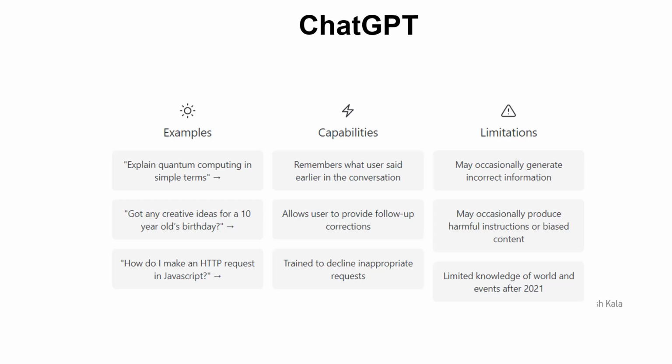A quick view, you can ask ChatGPT to explain quantum computing in simple terms, or give me some ideas to celebrate a 10-year-old's birthday. It has this capability. It can build and respond in a conversational way. You can ask follow-up questions, and it is trained to decline inappropriate requests, right?